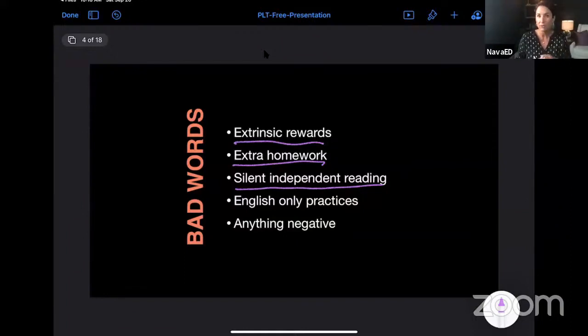Silent independent reading is also probably not going to be an answer on this test. If students are struggling with reading, having them read silently is probably not going to be the best situation there. Anything that is English only. When you get an ELL question, these are for your ELL or ESOL questions, you don't want to go with English only. First of all, it doesn't work. Bilingual education, based on evidence and the research, bilingual education works so much better than anything else, and English only practices actually hurt students. So just say no to English only practices on this test and in life.